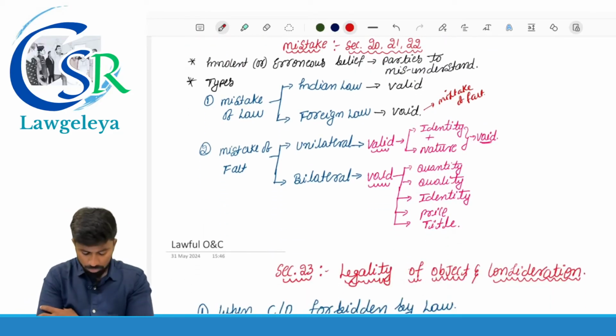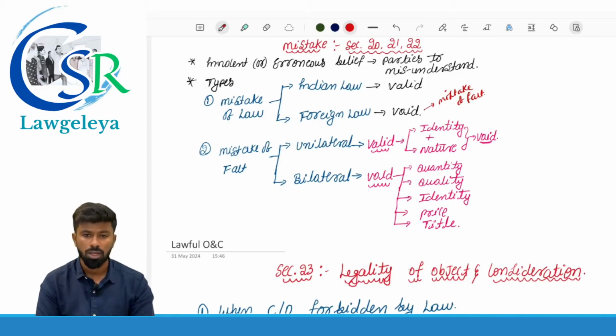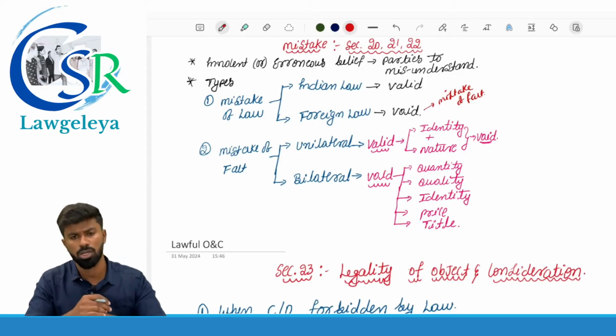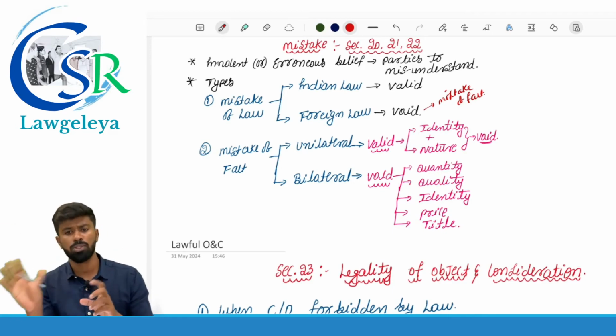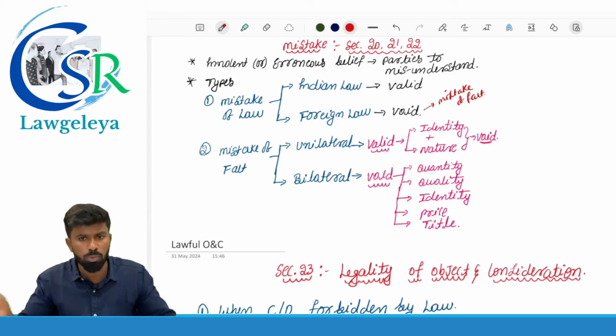Mistake of fact, it can be of how many types? Two types. Unilateral mistake, valid. It can be about identity or about nature, then it is void. See, generally, if one party is under a mistake, let the buyer be aware, the contract is valid. It cannot be cancelled. You want to buy something, you buy something else. Can you cancel it? No, it's your problem.